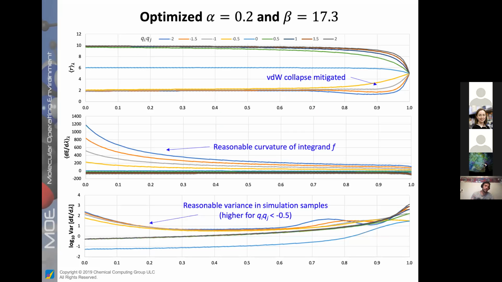So now that we have this easier two-particle system, we can run lots of optimization simulations. And so in our last release from last year, we then published the alpha 0.2 and beta 17.3 values for the soft Coulomb potential because they completely mitigated the van der Waals collapse of the charged systems. And so in the meantime, the AMBER group also identified this as a problem. And in the AMBER 20 release, they also addressed these alpha and beta parameters and optimized them accordingly.